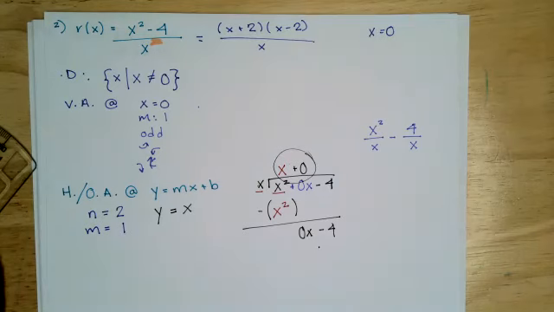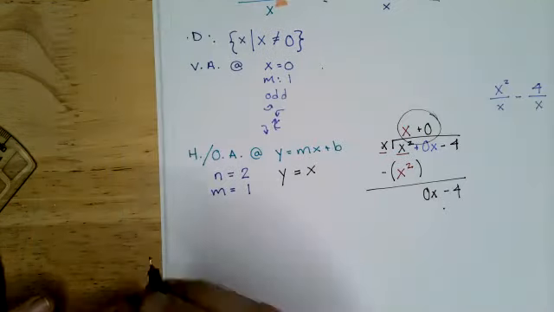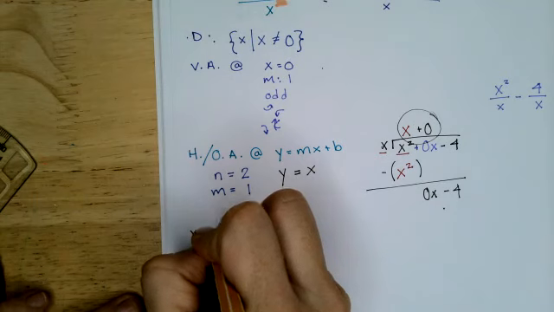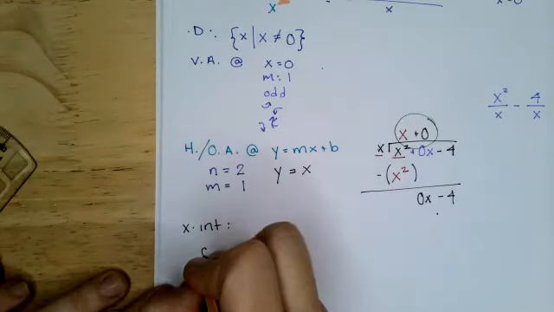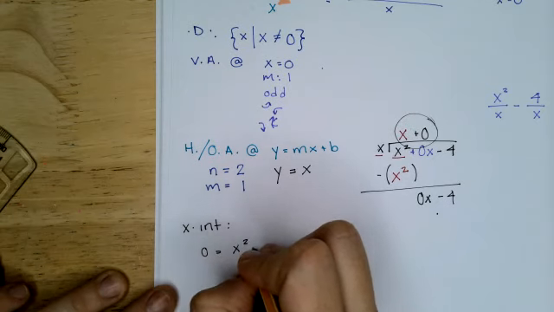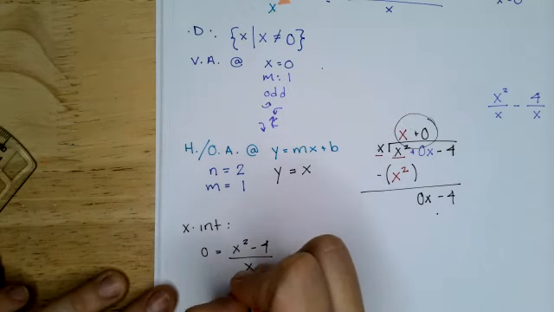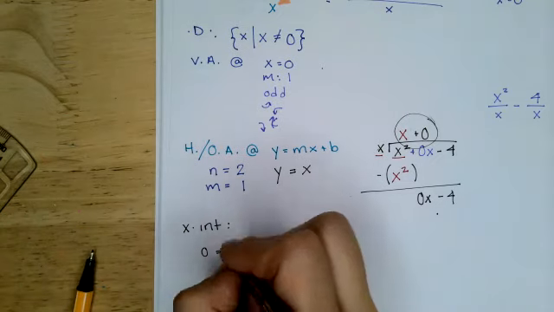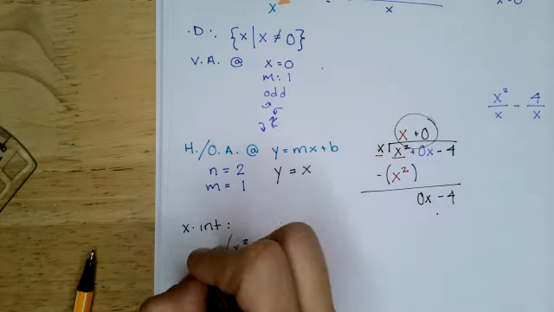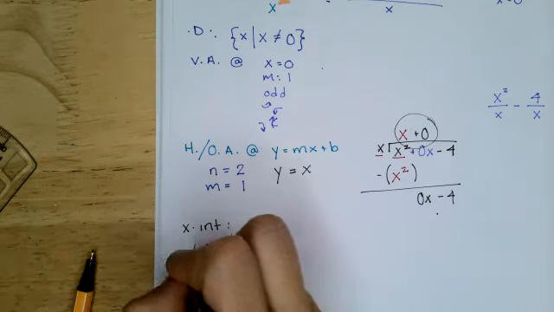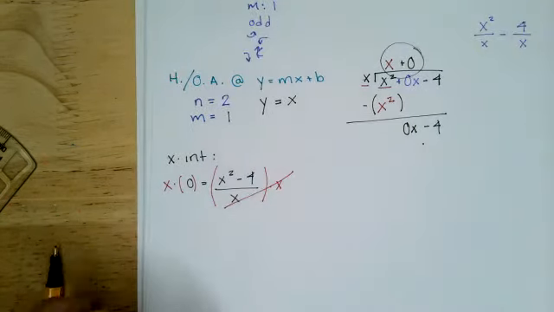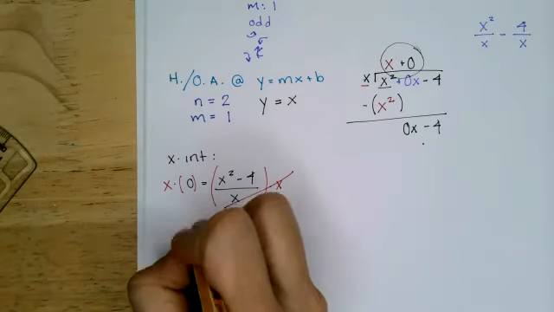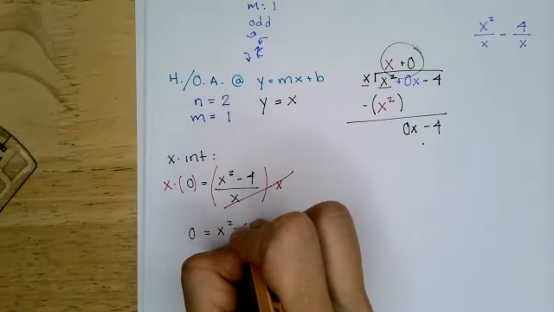And now we are finding the x-intercept and the y-intercept. Remember, for the x-intercept, you're just saying y is 0. So we have 0 equals x squared minus 4 over x. I want to get rid of the fraction, so I'm going to multiply by x. Multiply that side by x, that's to cancel over here. And here 0 times x is still just 0. So you have 0 equals x squared minus 4.